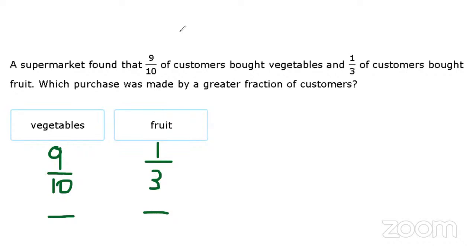Now, the first thing we need to do is list the multiples of these numbers. So let's list the multiples of 10. The multiples of 10 would be 10, 20, 30, 40. And I'm just going to stop there. We can always go further if we need to.